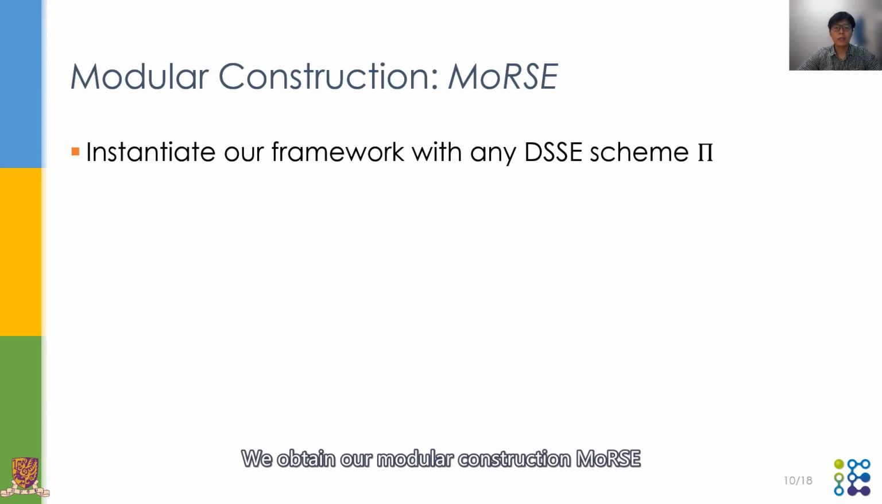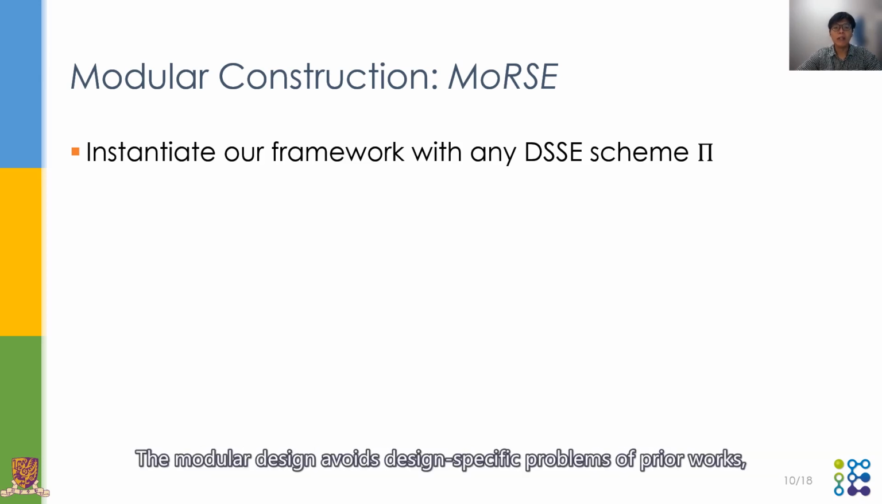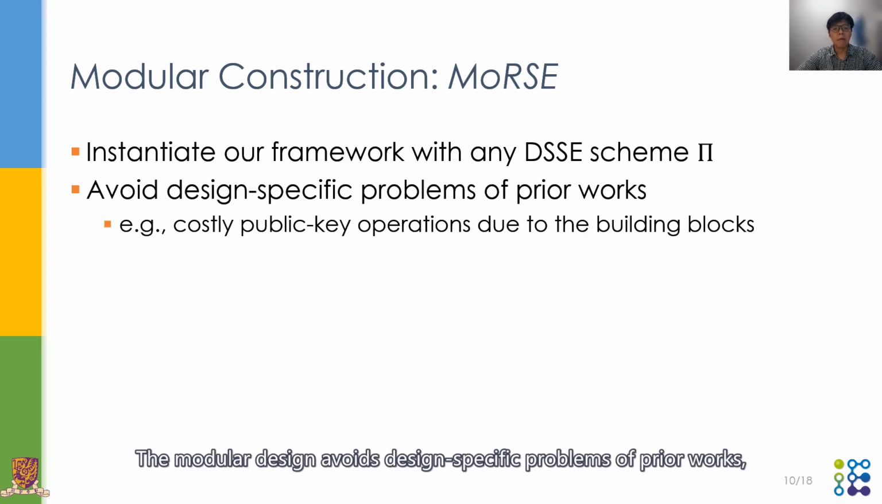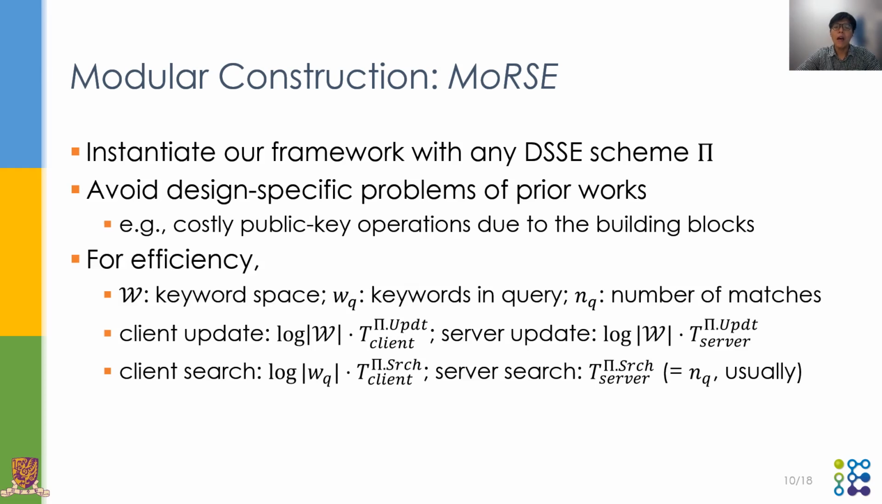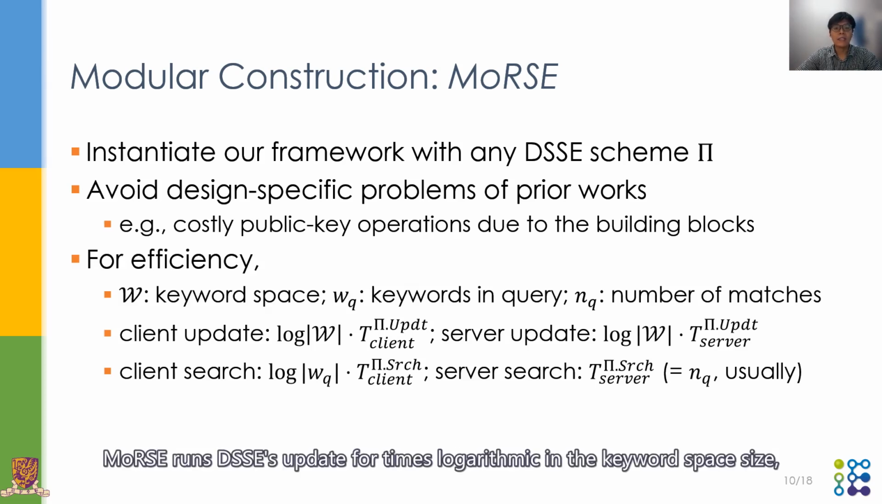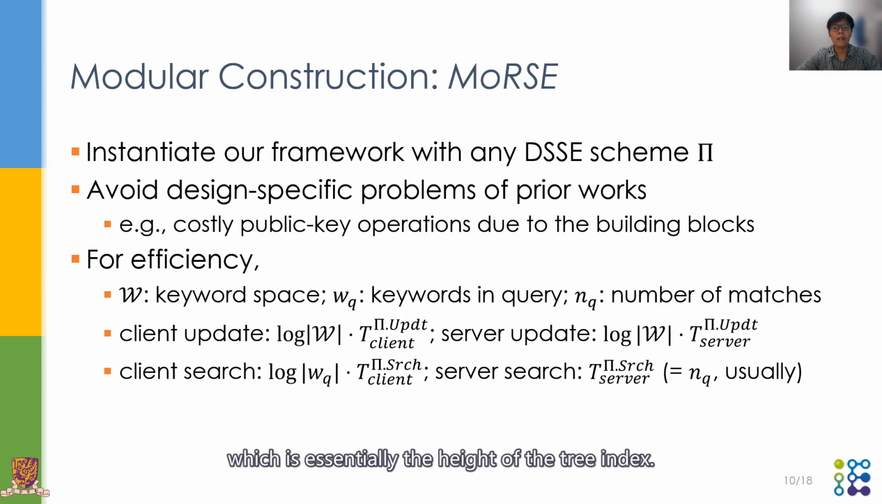We obtain our modular construction, MORSE, by instantiating the framework with any typical DSSE. The modular design avoids design-specific problems of prior works, for example, the inefficiency due to specific building blocks. For update, MORSE runs DSSE's update for times logarithmic in the keyword space size, which is essentially the height of the tree index. For search, the client needs to figure out the covering subranges, which can be done in time logarithmic in the range size, though the server needs to run multiple times of DSSE search. The sum of them is typically the number of matches, as these subranges have low overlaps.